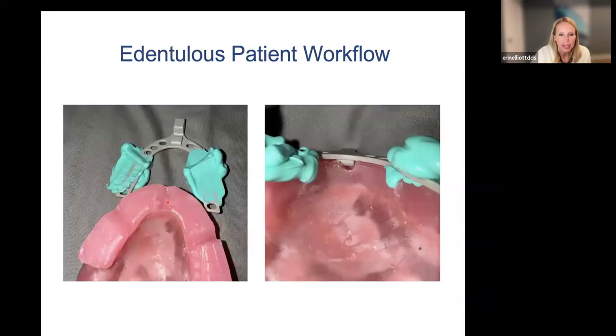So I know this is a little messy, but this is my life. I don't love lab work.